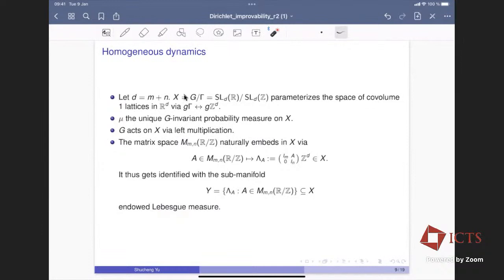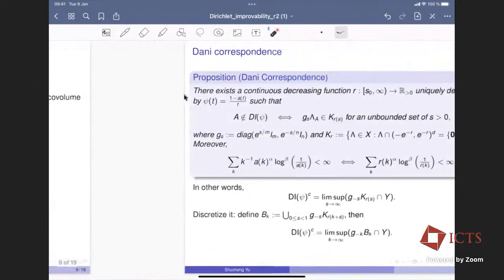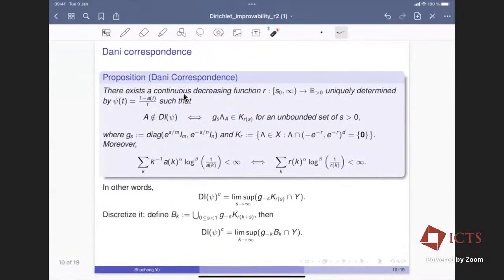Okay, so that's the setting, and unsurprisingly, the starting point of everything is the Dani correspondence. The Dani correspondence is basically a bridge in homogeneous dynamics.